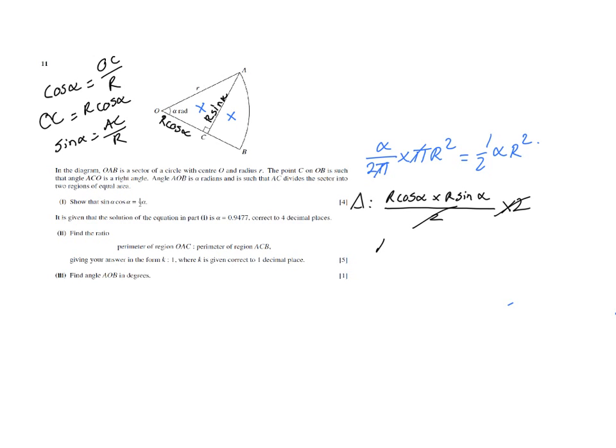So now I can say that r cosine alpha times r sine alpha has to equal half alpha times the radius squared. And then if I take out the common factors, that's an r squared and an r squared there. So therefore the cosine of alpha times the sine of alpha equals half alpha. Okay, there you go. Good, so I've shown it.